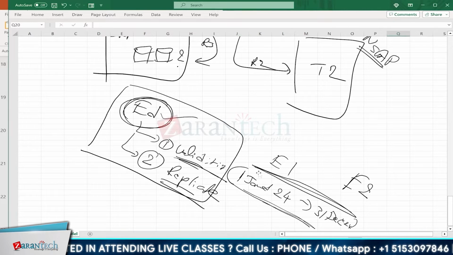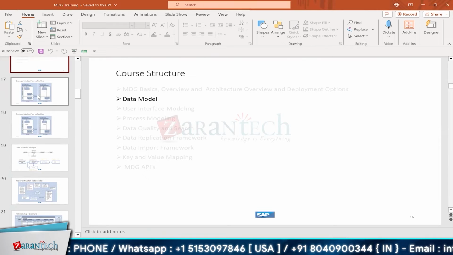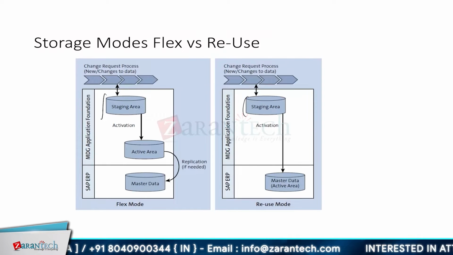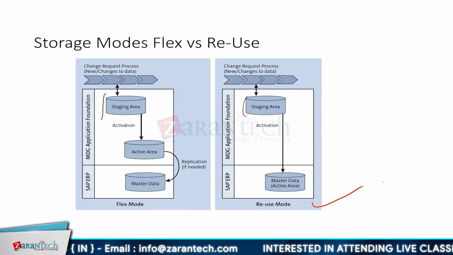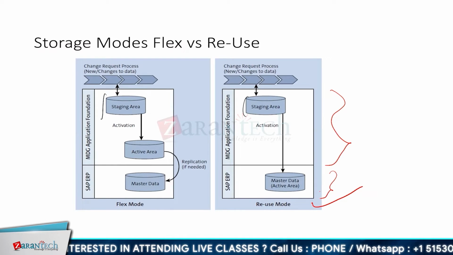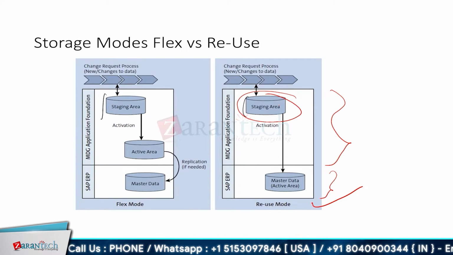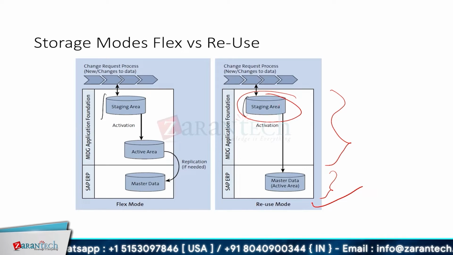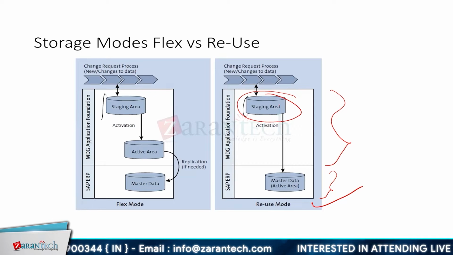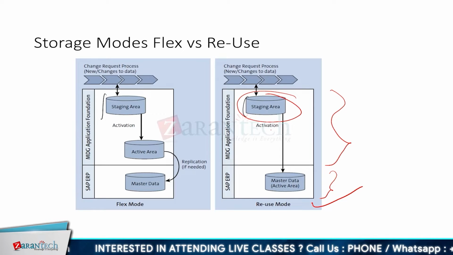If this is clear, let's have a look at this diagram. This is the flex versus reuse mode. Now let's look at this reuse mode. This is your MDG layer and this is your application layer. You have a staging table, and once the record has gone through all the approval process, validations, derivations, all the MDG governance processes, at the end we initiate something called the activation process. Activation is the time where your actual record gets created in your application table, so we call it the activation process.